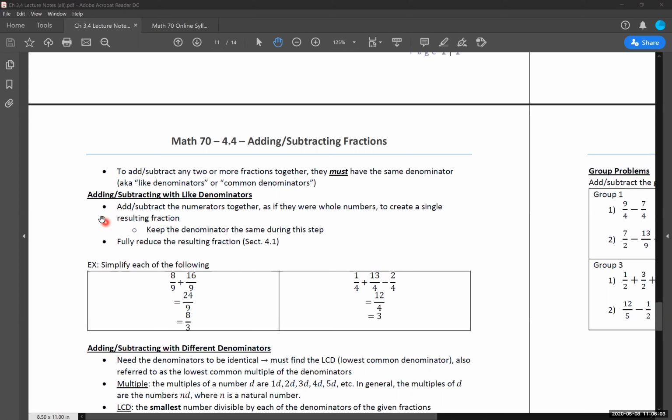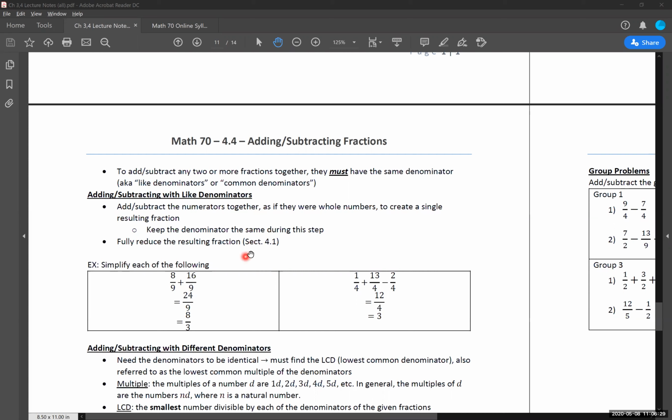When we are adding or subtracting fractions together, we are only adding or subtracting the numerators. The denominator is going to stay the exact same while we're adding those things on the top together. Once we've added the 1, the 2, 3, 4, however many fractions we have, all into a single fraction, always make sure you fully reduce the result that you get.